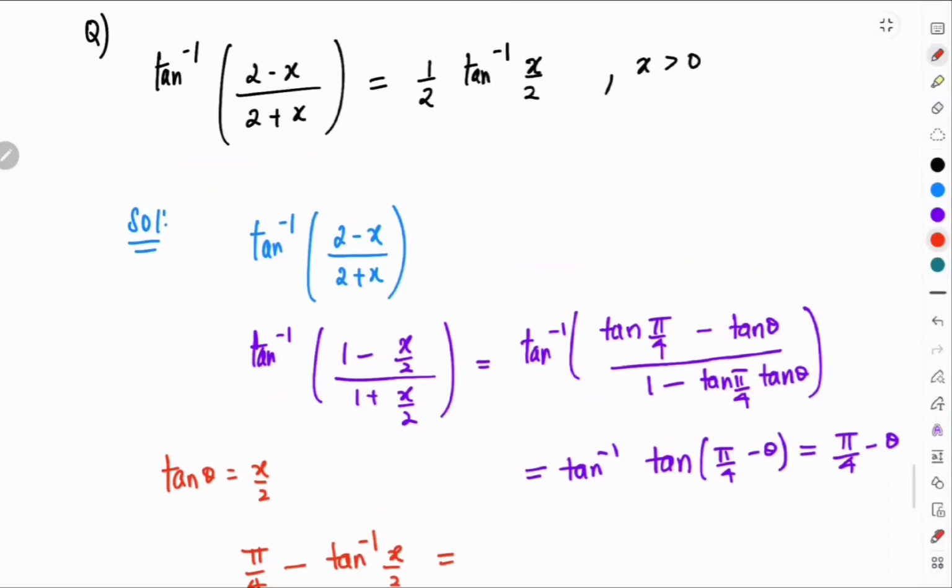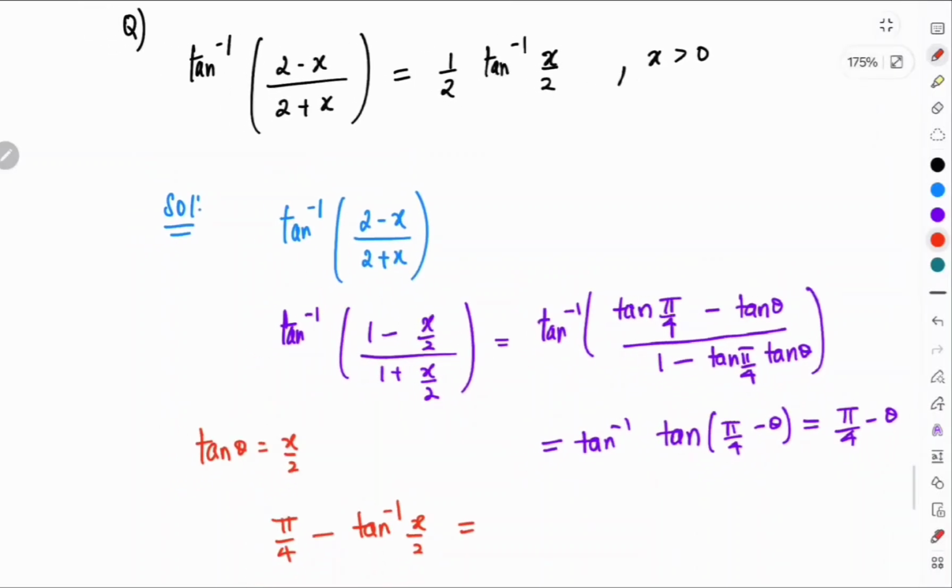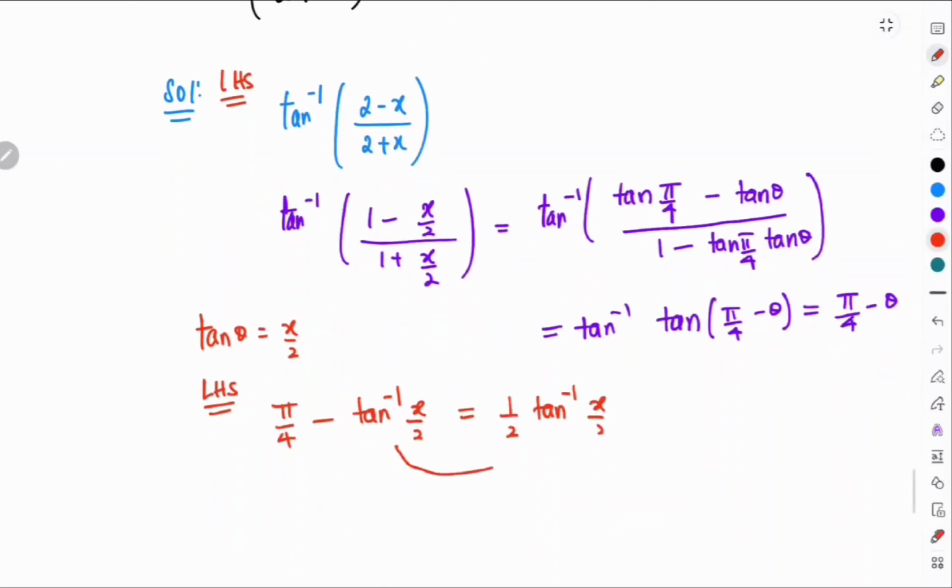So we have solved the LHS part. This is the LHS part, and we have got the LHS part like this. LHS part is this, that is equivalent to half of tan inverse x by 2. So what you can do is you can take this one to the other side. So pi by 4 is equal to, so 1 plus half is 3 by 2 tan inverse x by 2.